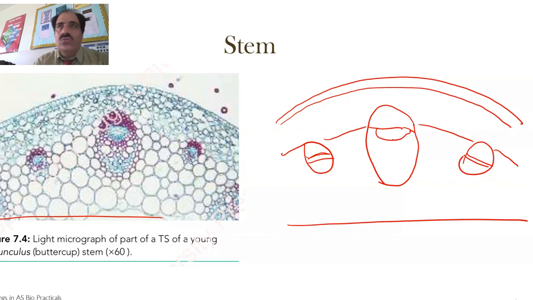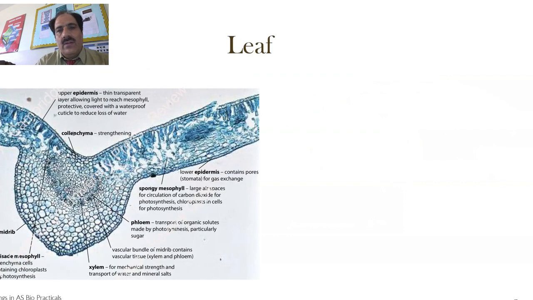If they ask us to show or label the xylem, we'll make a ruled line and show this one is xylem, because in the case of a stem, the xylem is toward the center of the stem and the phloem is towards the epidermis.